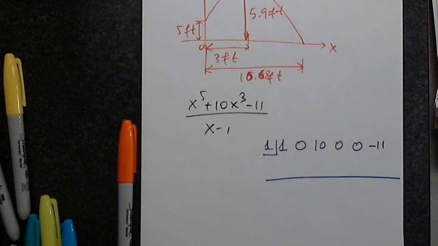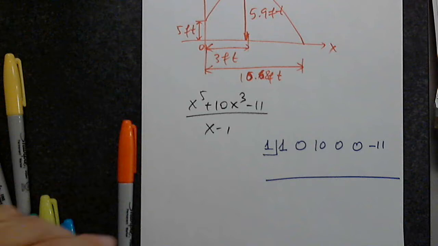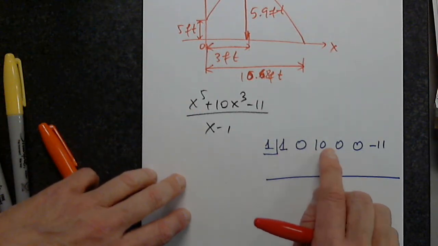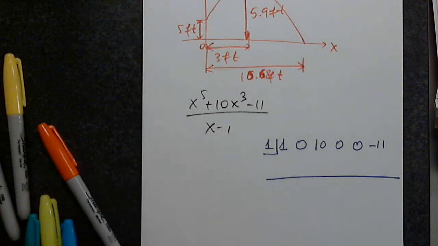Is that okay? If it's not, let me know. Okay, so any polynomial of any degree, if it's degree 5, it has to have 6 terms. If it's degree 3, it has to have 4 terms. In this case, it's degree 5. It has to have 6 terms, 1, 2, 3, 4, 5, 6. If it doesn't, and it's a missing term, I have to write 0. Is that okay, everyone? Good.